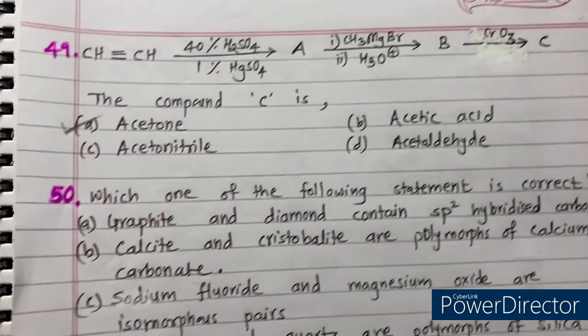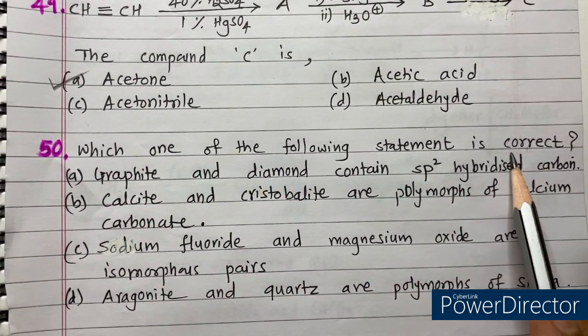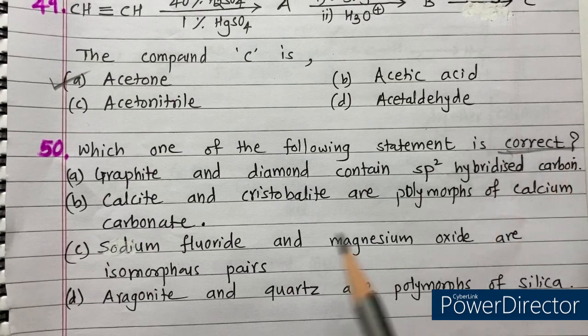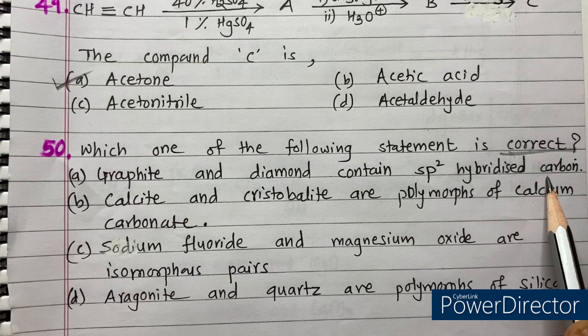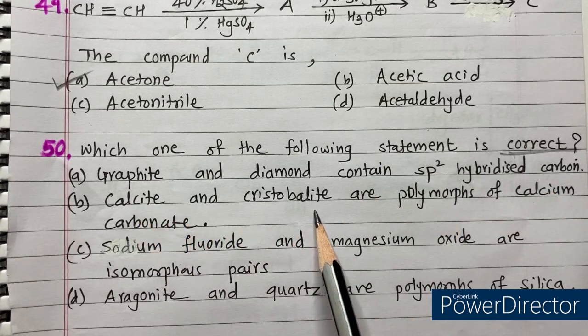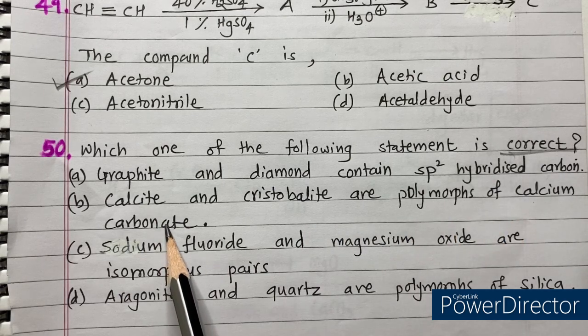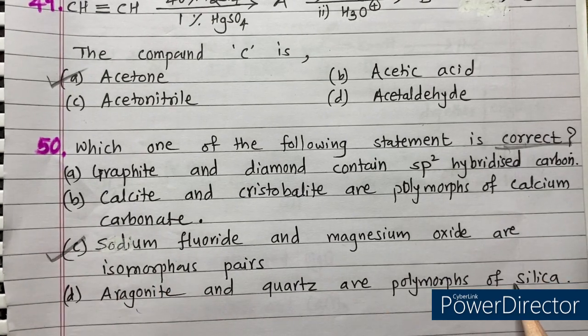Okay, next, last question. Which one of the following statements is correct? Want to find out the correct statement. Here, graphite and diamond contain sp2 hybridized carbon. No, incorrect. Calcite and cristobalite are polymorphs of calcium carbonate. No. Sodium fluoride and magnesium oxide are an isomorphous pair. Yes, it is correct. Yes, this is also wrong.